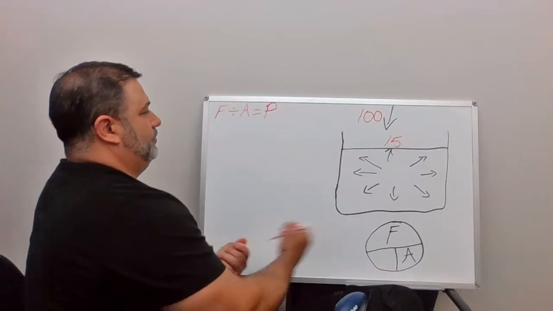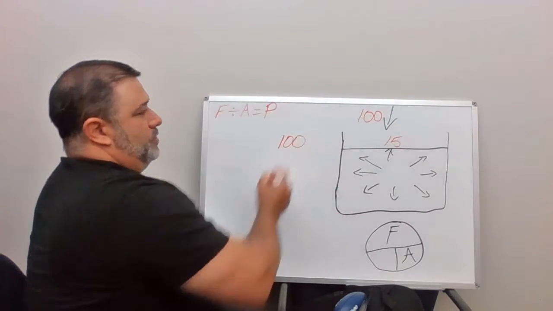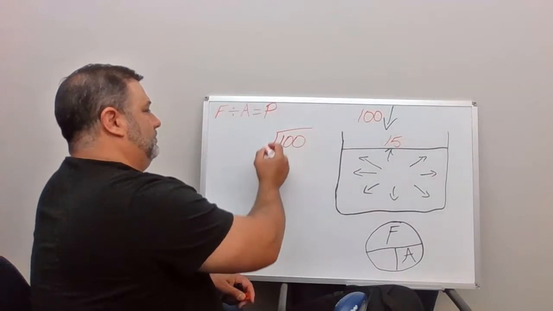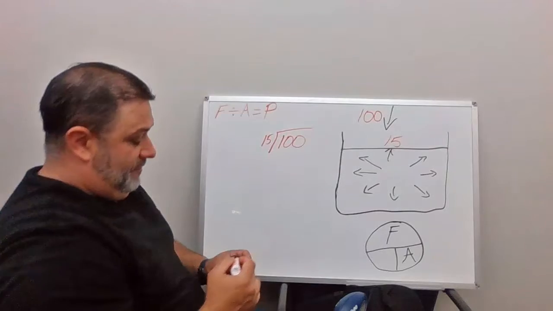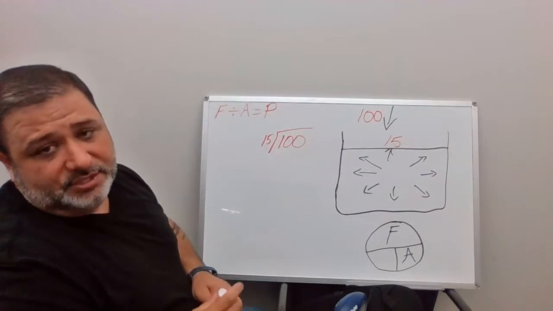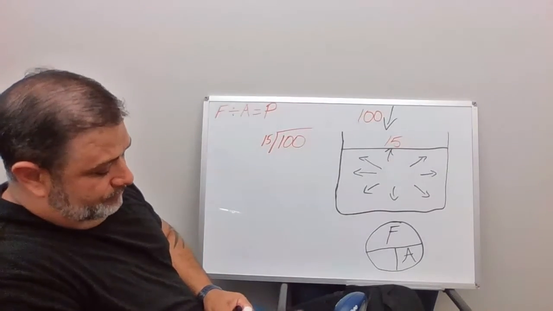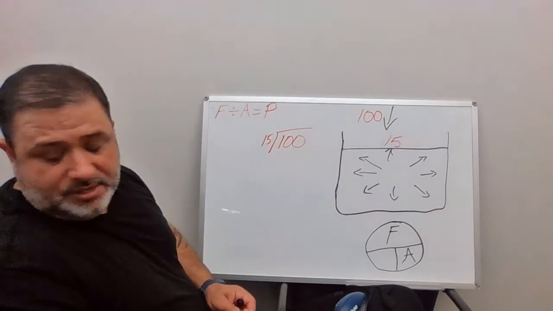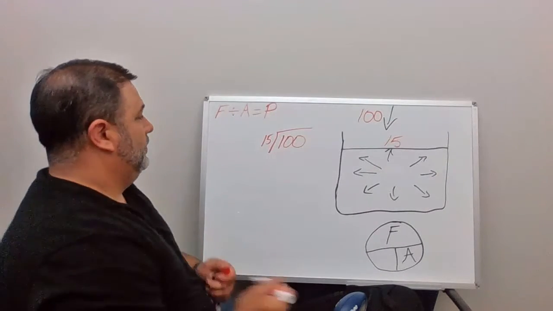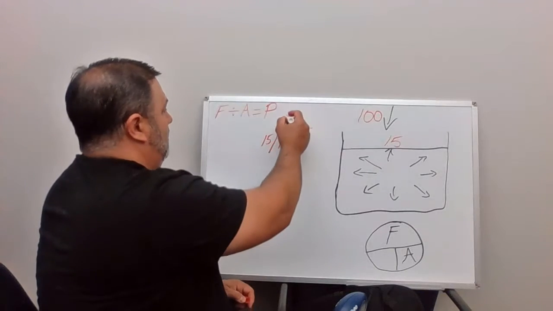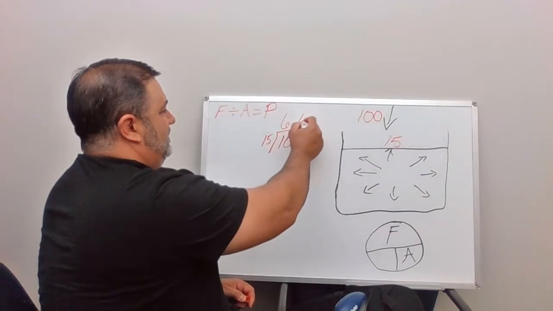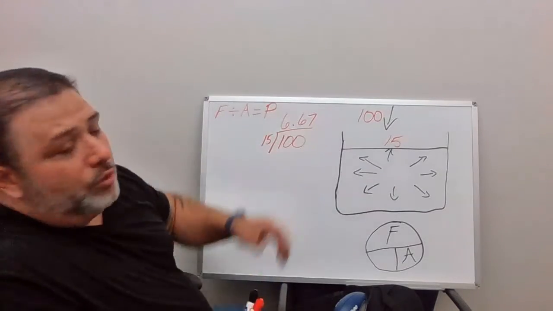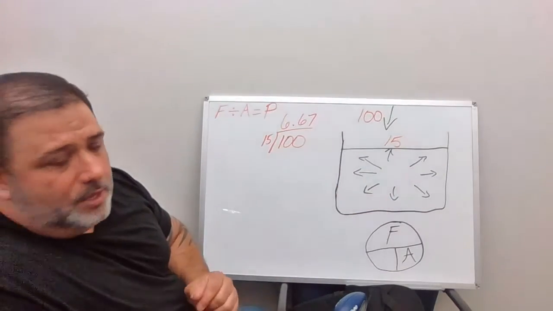So 100 pounds of force divided by 15 inches of area gives us, and I'm going to round up again, 6.67. That's how much force or pressure we have in the system.